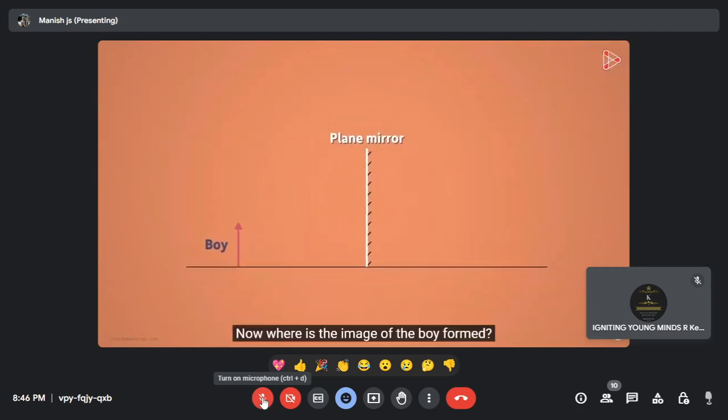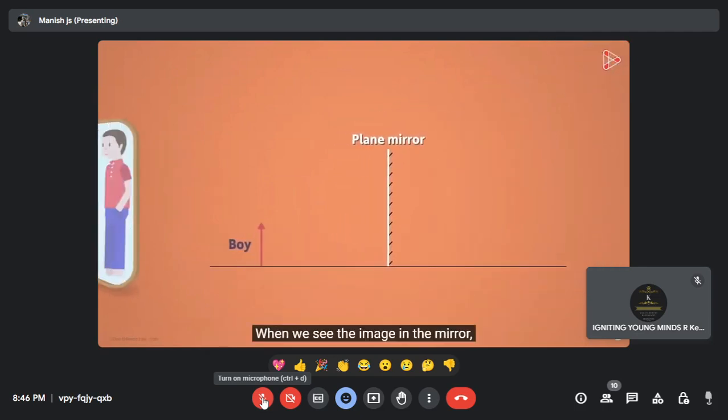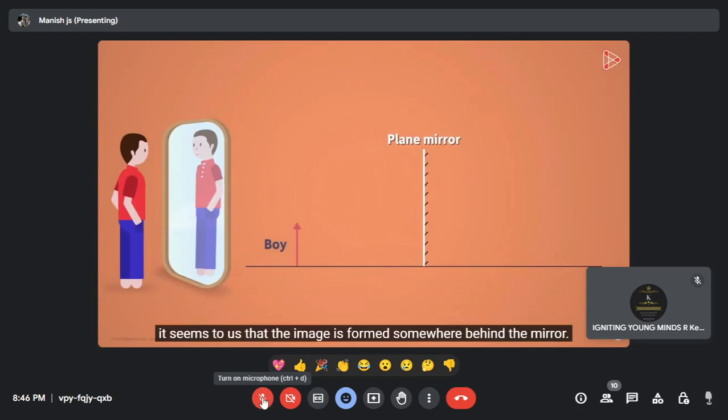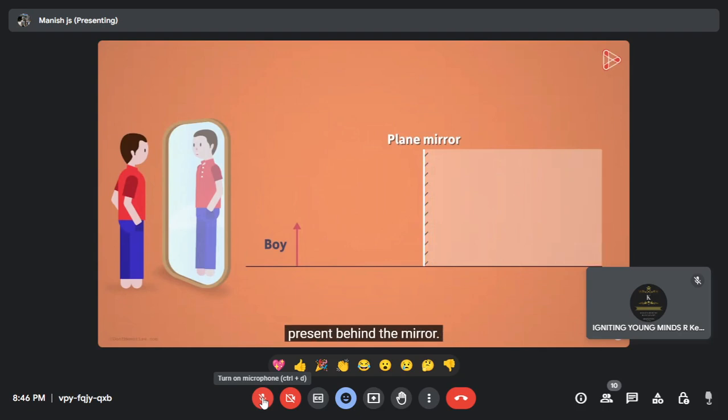Now, where is the image of the boy formed? When we see the image in the mirror, it seems to us that the image is formed somewhere behind the mirror. But there is nothing behind the mirror, right? For us, the light rays seem to come from the location present behind the mirror.